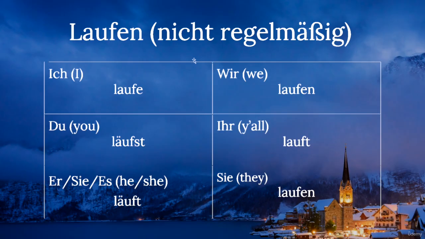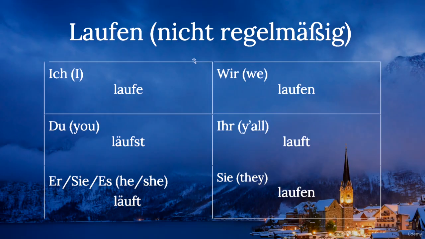With laufen, it's a bit different. You say that laufen is nicht regelmäßig. It's not regular. But don't worry, the only differences are with du and er, sie, es, and that's it. Ich laufe. Du läufst. As you can see, we have to change the A into an Ä. So it's läufst. The same goes for er, sie, es: läuft.